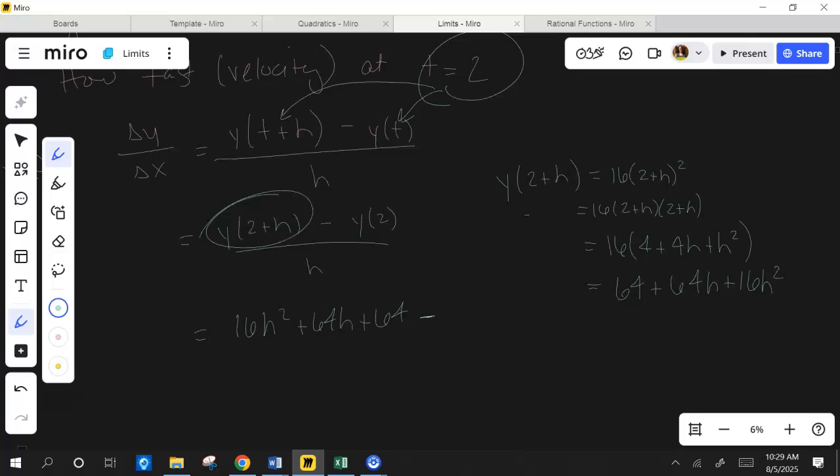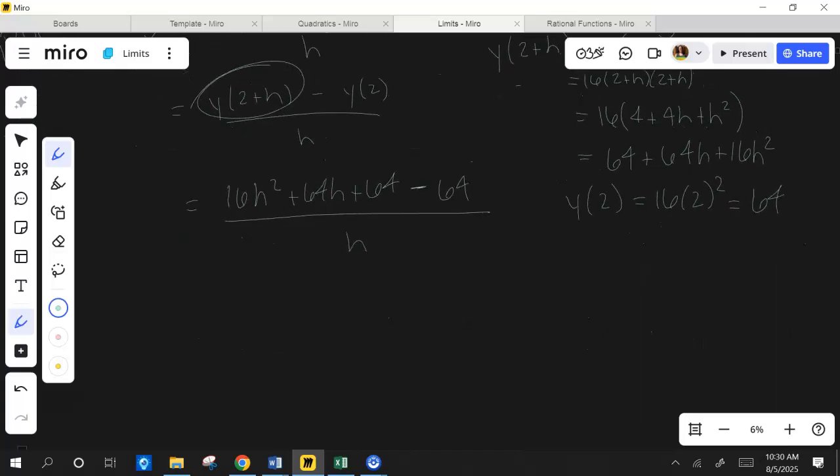Minus, well, now my question is, what is y of 2? That should be a lot easier. Only one of these is hard, and it's always the first one. What's y of 2? 16 times 2 squared, 64. So minus 64 over h. So the 64s cancel. That's exactly right.